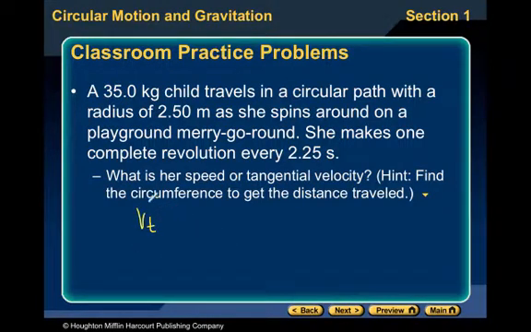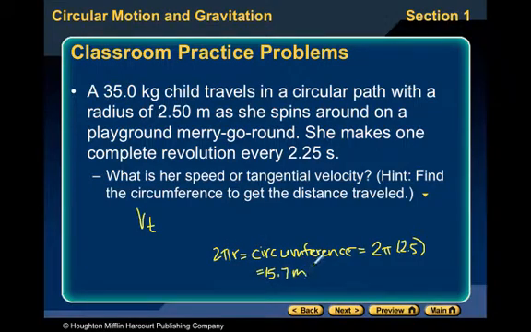Okay, the hint says find the circumference to get the distance traveled. What's the total distance she travels? What's the equation for the circumference of the circle? Isn't it 2 pi r? So that would be 2 pi times the radius of 2.5. When we calculate that out, we get 15.7. And then it'll be over time. So what we get is 6.98 meters per second. So that would be our velocity.